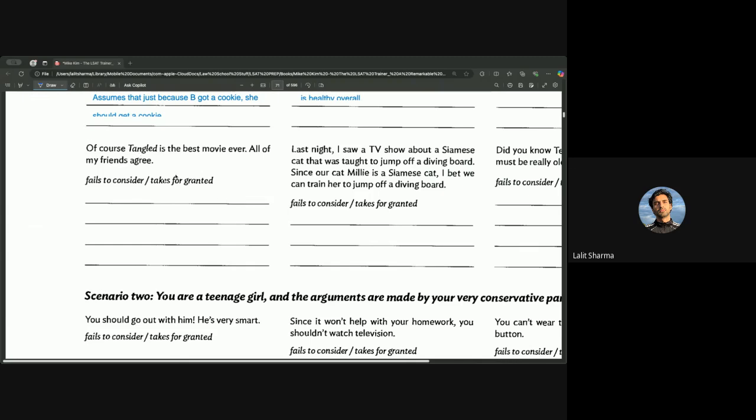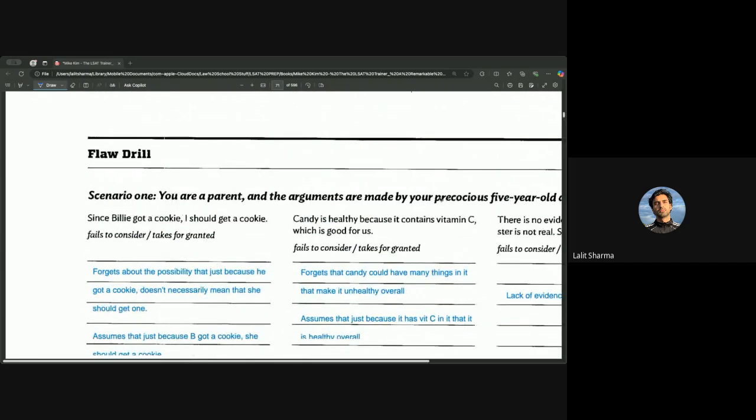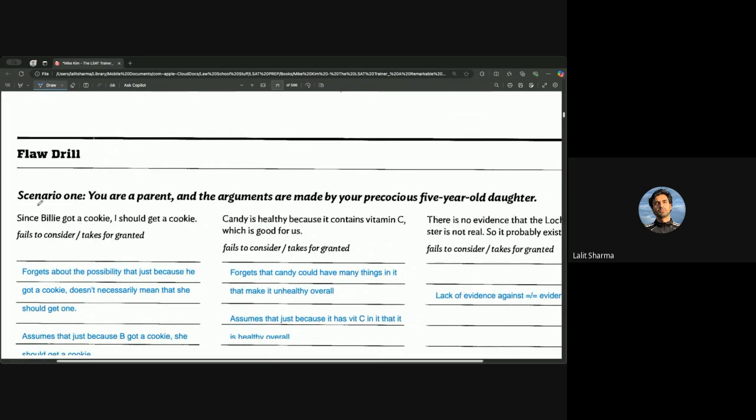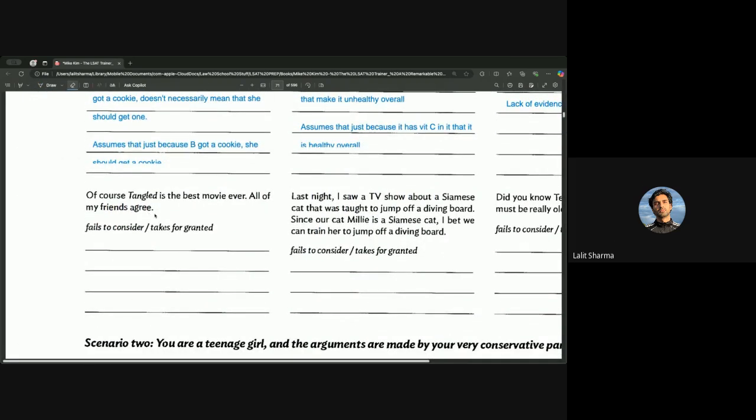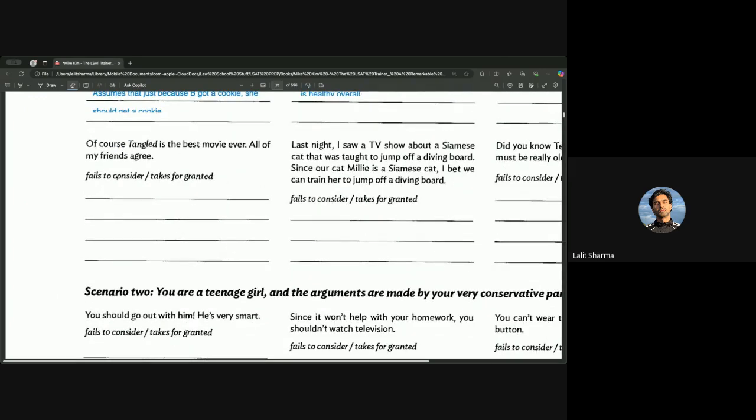Anyway, the reason they're using this example is because this is a 5-year-old making these arguments in this scenario. So scenario 1, it's a 5-year-old making these arguments. Keep that in mind because that's actually important for this one. She says, "Of course, Tangled is the best movie ever. All of my friends agree." So what do you think about that argument?